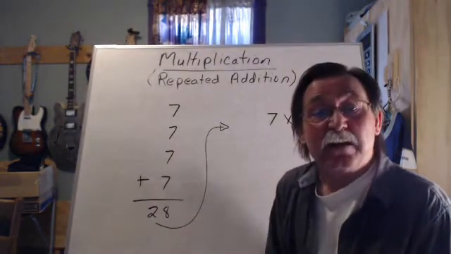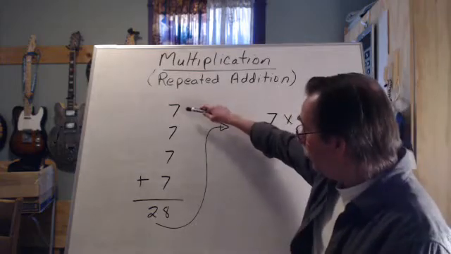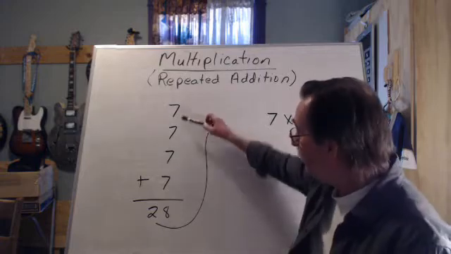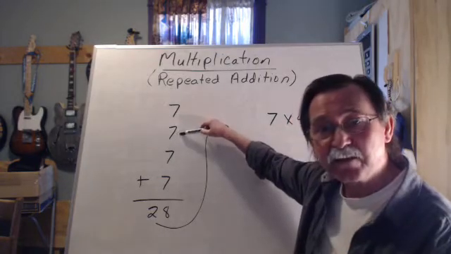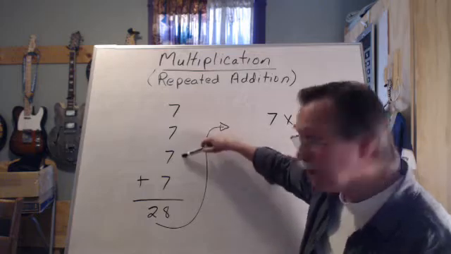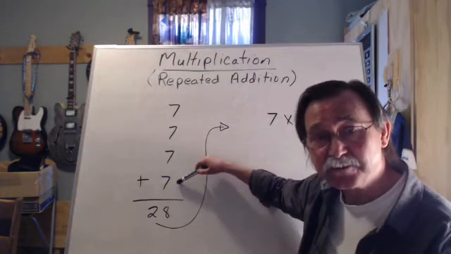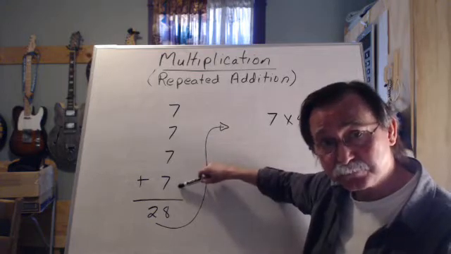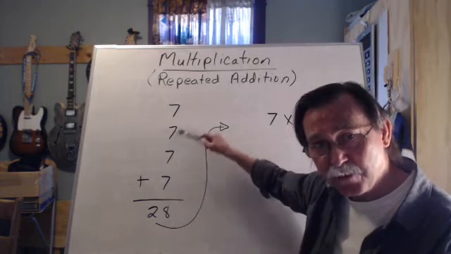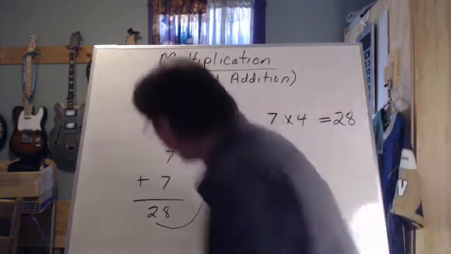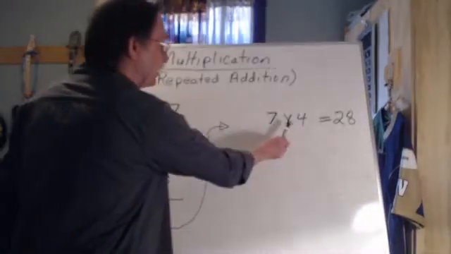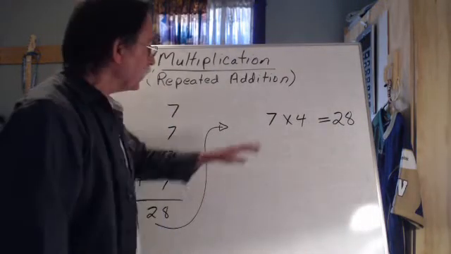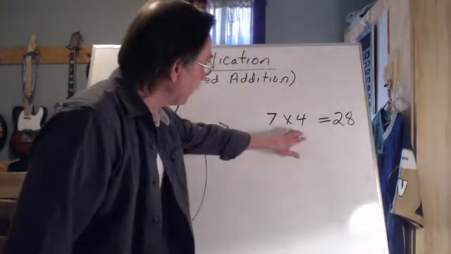So, we could add 7 plus 7 plus 7 plus 7 and get 28. But every time you add something, you're doing a calculation. Then you're doing another calculation. Then you're doing another calculation. So actually, this is 3 calculations. Looks like 4 numbers, but it's 3 calculations. Over here, 7 times 4 is 1 calculation. It's 1 fact. So this says 4 groups of 7.